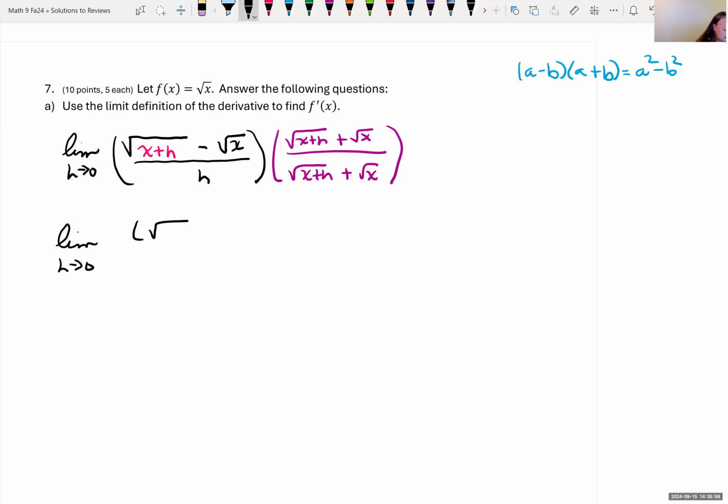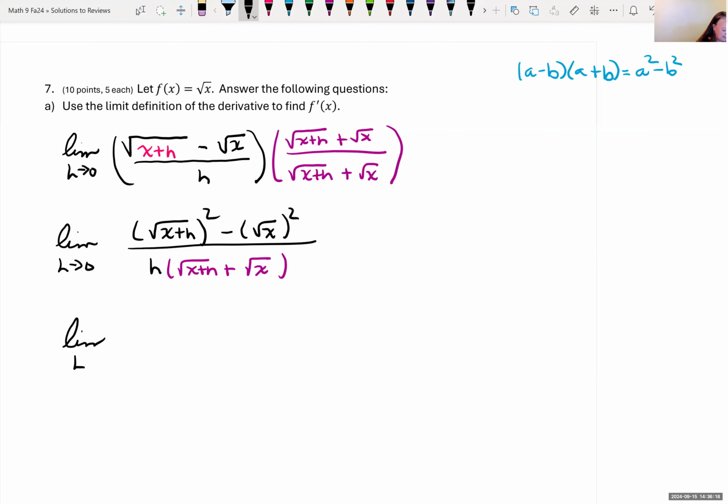I can just say, okay, well, this is the same thing as x plus h quantity squared minus the square root of x quantity squared, all over my h. Don't distribute in the denominator. If you do, you're going to have to factor. So now I'm looking at the limit as h is going to 0. Squaring a square root cancels the radical, leaving us with what's underneath the radical, which is called the radicand. So I have x plus h minus the square root of x squared, which is just x, all over h times the square root of x plus h plus the square root of x.